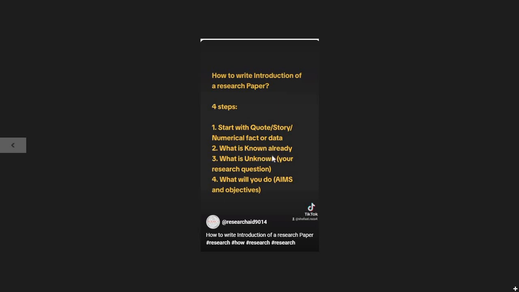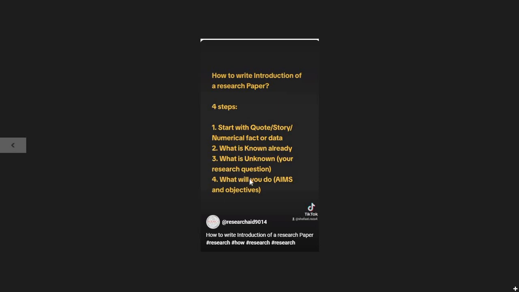The second step is what is known already about the topic that you are writing a research paper on, or what is already the available literature on that problem. Then what is unknown, what is the thing that is missing from the literature, which is either completely not answered, or partially answered, or not answered adequately. So you will state that portion, and that could be your research question as well.